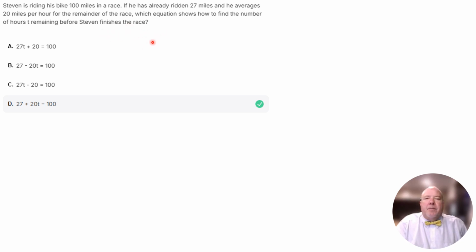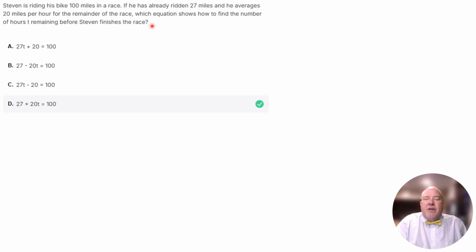Now, I will tell you one of the biggest issues that my students have with these sort of problems where you're having to write an equation: they want to try to solve it. And so instead of just writing down what this says, they're thinking, okay, he wants to ride 100 miles, that's how long the race is, and he's already ridden 27 miles, so I need to subtract the 27 from the 100. And that's true if you're solving this, but it's not asking you to solve this. It's asking you to change these words into an equation that represents them.